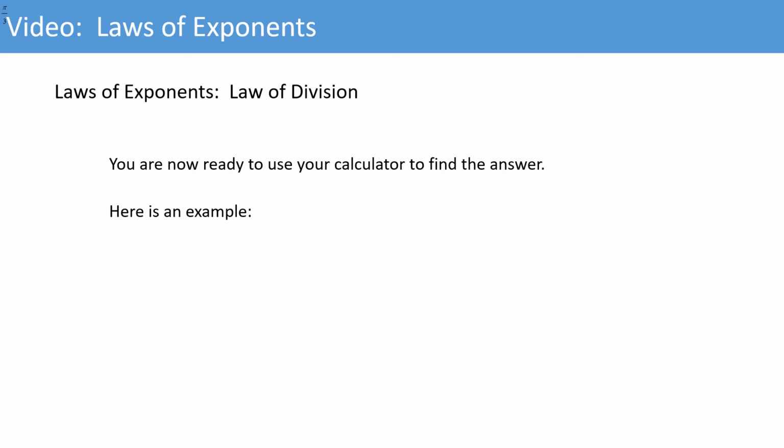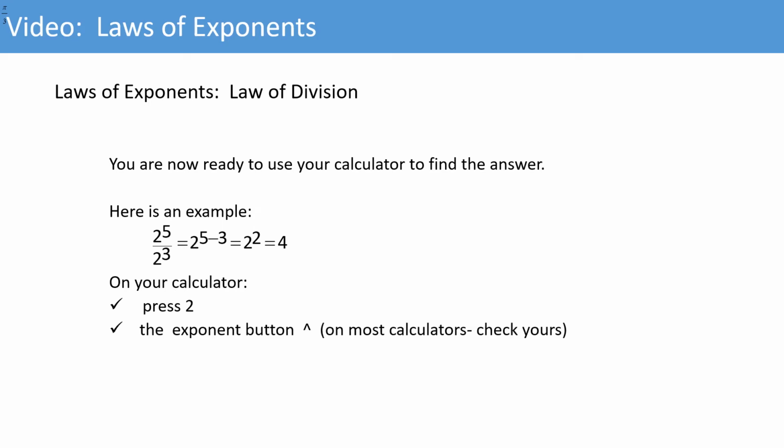Now use your calculator to find the answer. So we will substitute the number 2 for a. 2 to the exponent 5 minus 3 is equal to 2 to the exponent 2, which gives us 4. On your calculator, press 2, the exponent button, press 2, press enter, voila, 4.